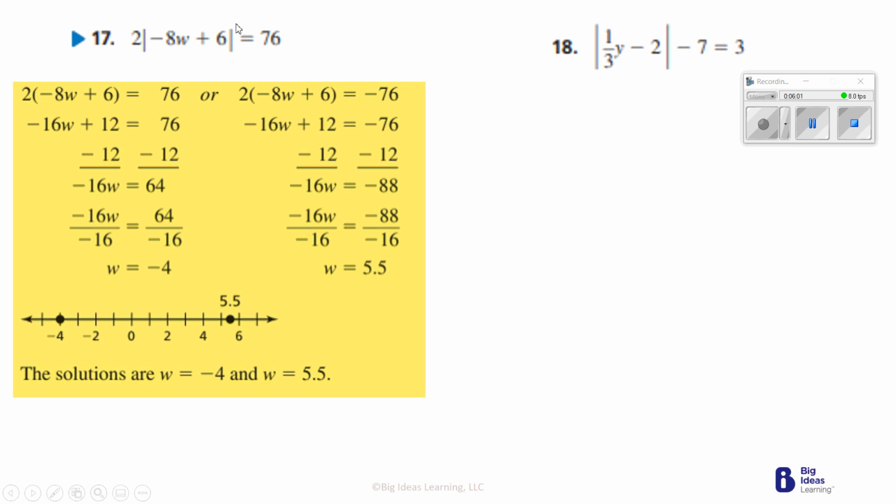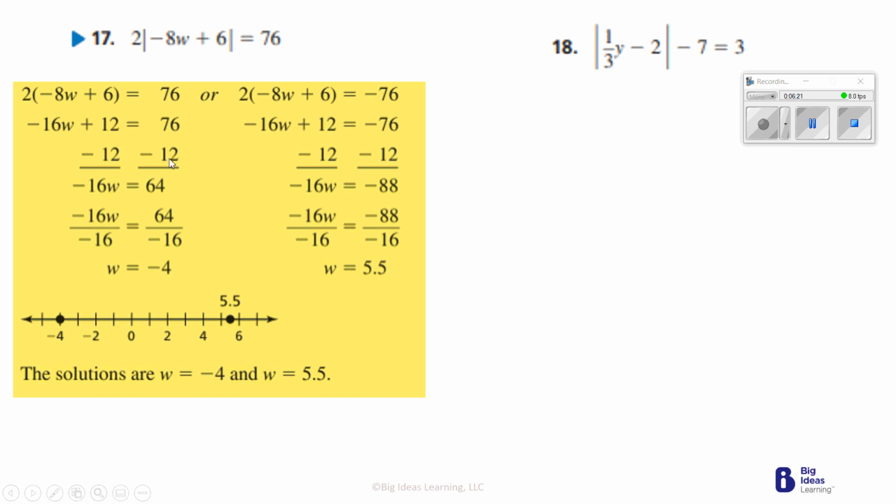They treated this like parentheses. And 2 times negative 8 is negative 16W. And then we had 2 times positive 6, that's positive 12. And then you would go ahead and solve. You have negative 6W. You would have plus 12 is equal to 76.